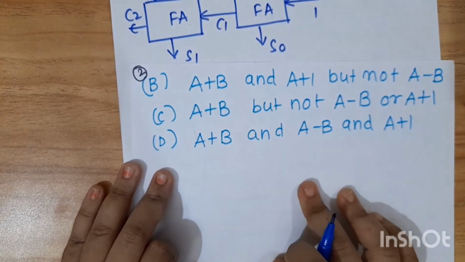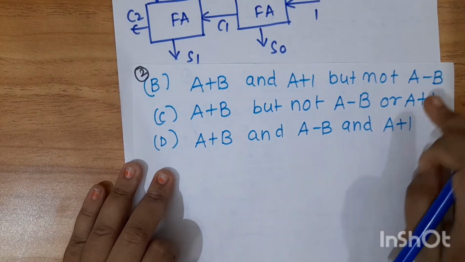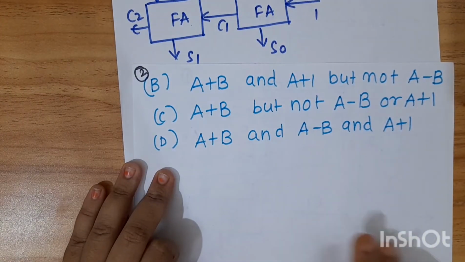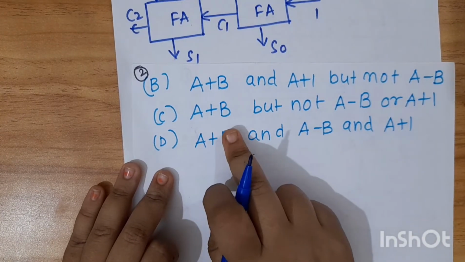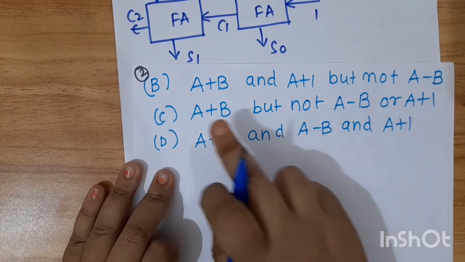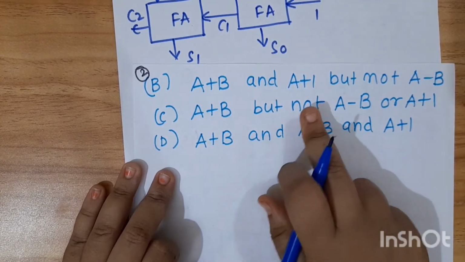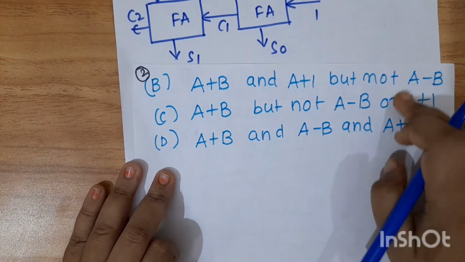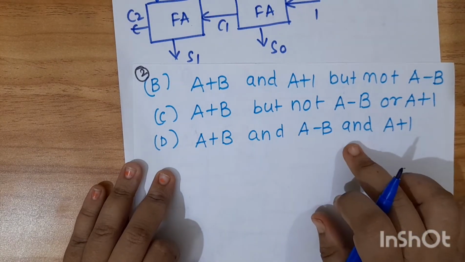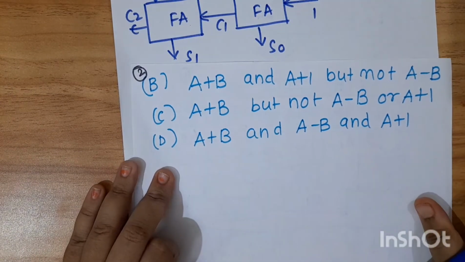A plus B is possible for the circuit, A plus 1 is not possible, while A minus B is possible. So, this particular statement is wrong. Now, we will see the third option. A plus B is possible but not A minus B or A plus 1. A plus B is obviously possible but A minus B is also possible. A plus 1 we have not arrived at, but with this circuit for a certain combination of K and C0, A minus B was possible. So this statement is also wrong.